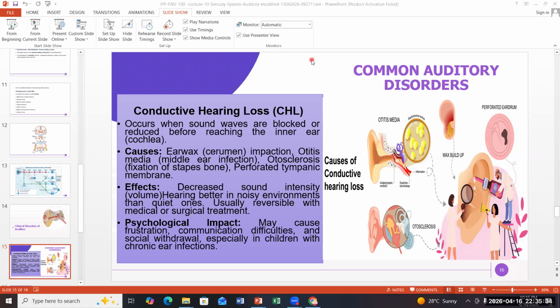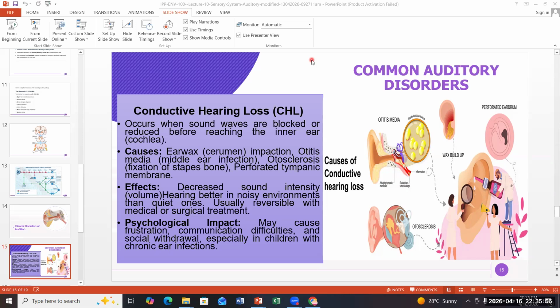Maybe some medical or surgical treatment could be required. For example, if the tympanic membrane is perforated, or if the stapes is fixed, it might require some surgical treatment, but definitely it can be overcome easily. Now, this is the most important part of this disorder.